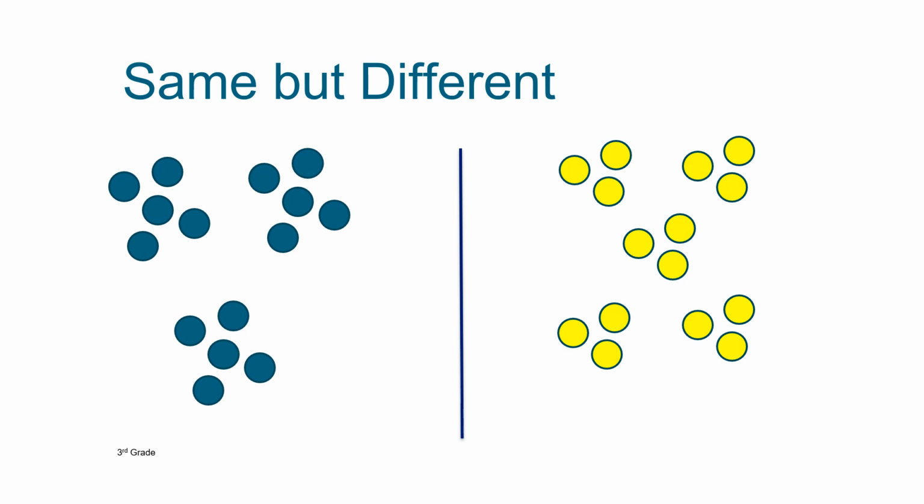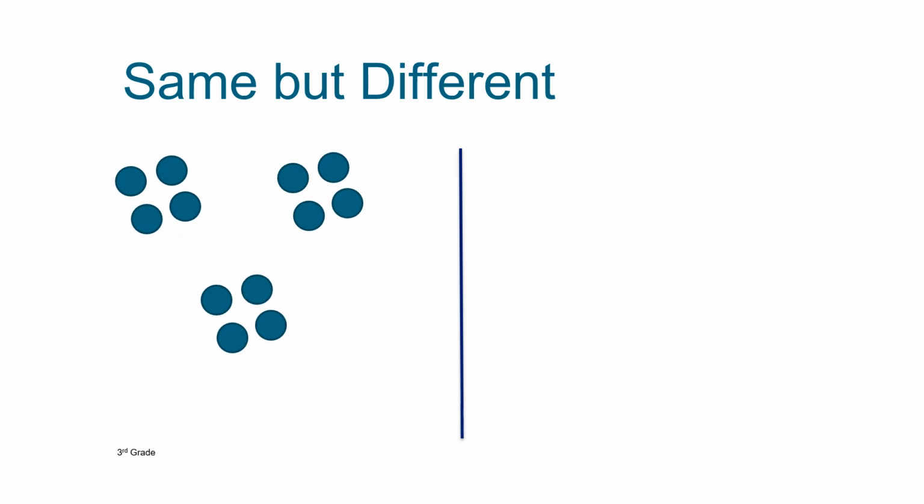What is different from the left side to the right side? The left side has blue dots, while the right side has yellow dots. The left side has 3 groups with 5 dots in each group, while the right side has 5 groups with 3 dots in each group.